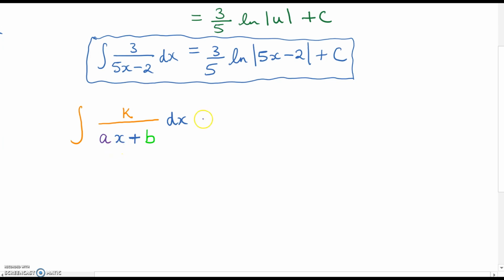Well, if we can follow the pattern that we have above, the 3 that we had on top remains on top. So it's going to be, we're calling it k now. And on the bottom of the fraction we have the 5. Now what was the 5? The 5 was the coefficient of x. So in our case that's a. Okay. So k over a.